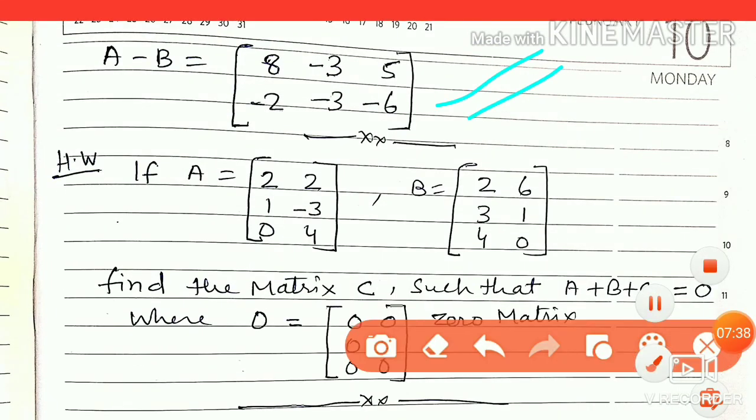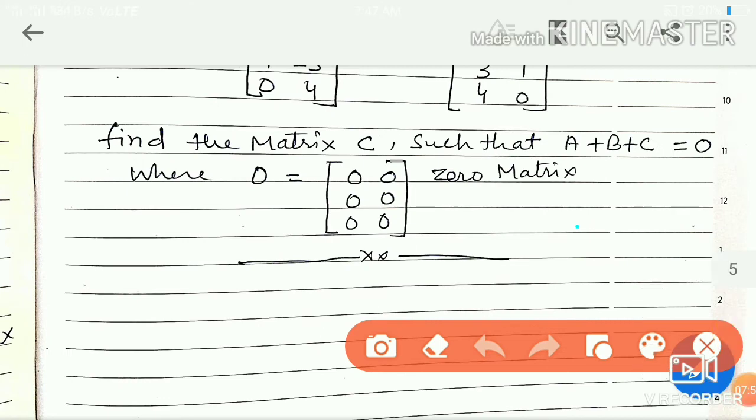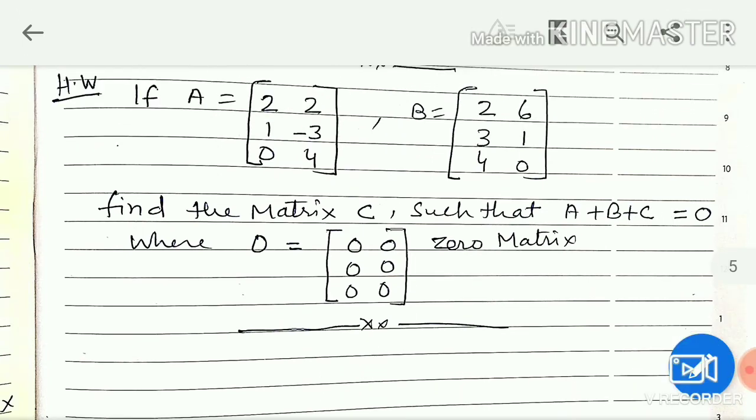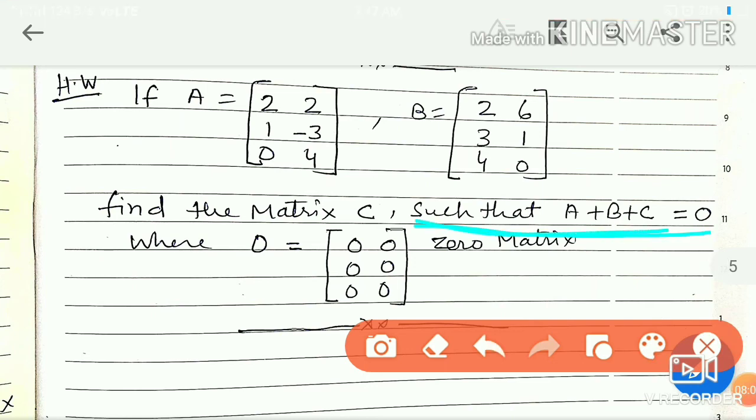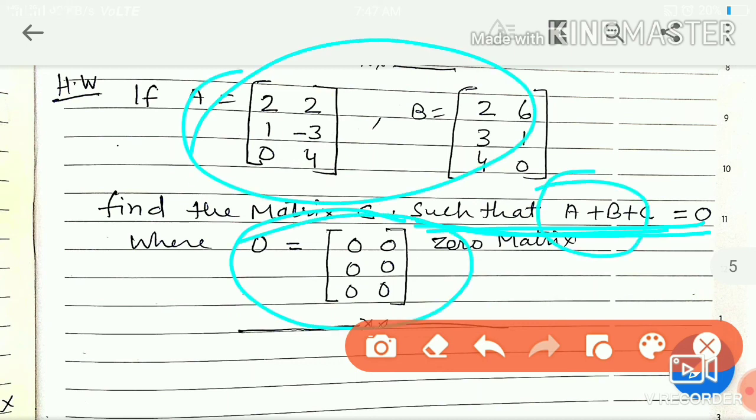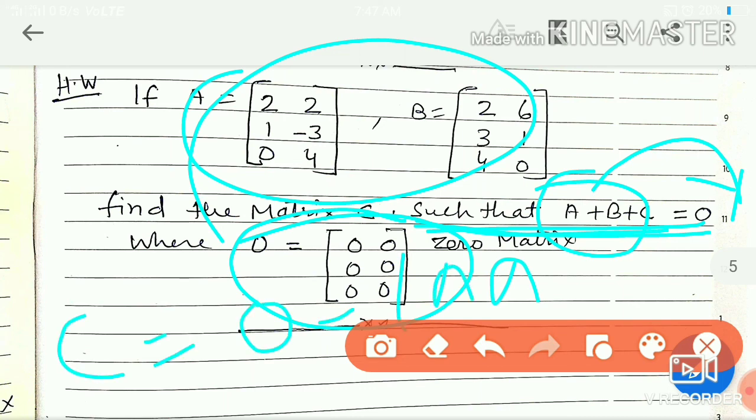This is the solution. Now look here, in this question you can check what is given. A and b are given, and you have to find the matrix C. How can we find matrix C? Look here, the condition given is a plus b plus c equals O, where O is a zero matrix. First you find the sum of a and b, and then transfer it to the right hand side, so c equals O minus bracket a plus b. Then you will get your answer.